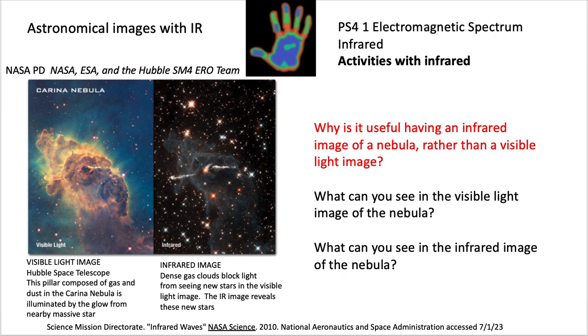So you've got a visible light image and an infrared image of the same nebula, and some questions. What can you see? What makes an infrared image more useful to an astronomer, perhaps, than a visible light, or indeed vice versa?